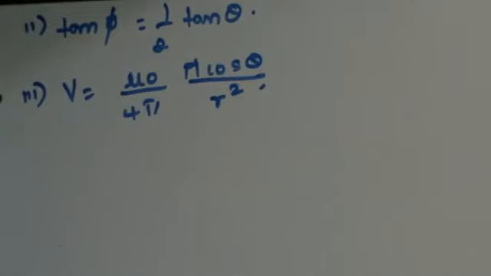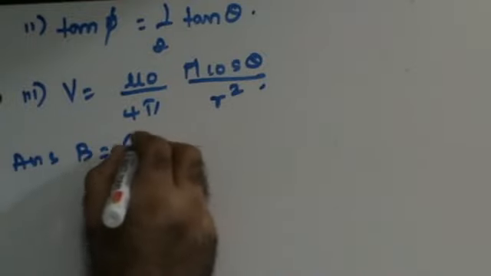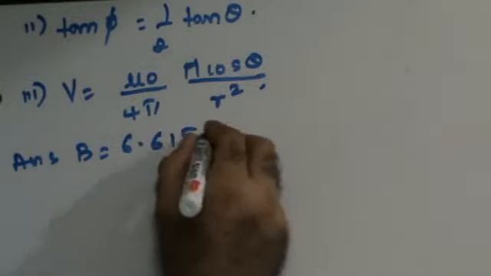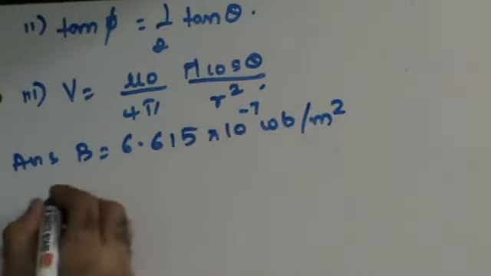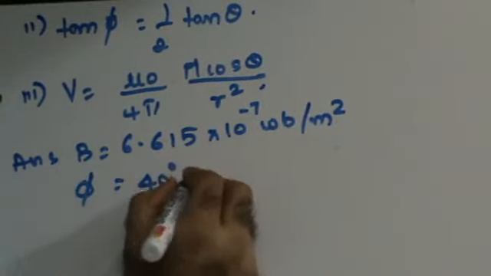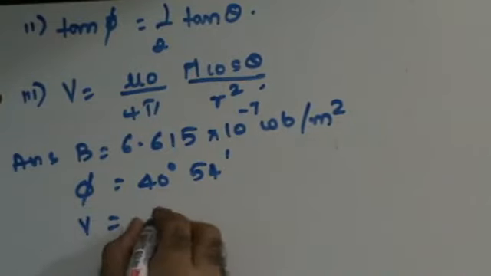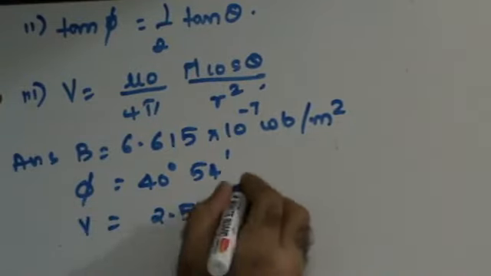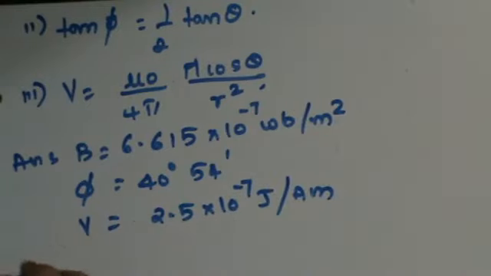The answer for the sum should be: magnetic induction is 6.615 into 10 raised to minus 7 Webers per meter square. Phi should be 40 degrees 54 minutes, and magnetic potential should be 2.5 into 10 raised to minus 7 joules per ampere meter. Next, let's see another sum, guys.